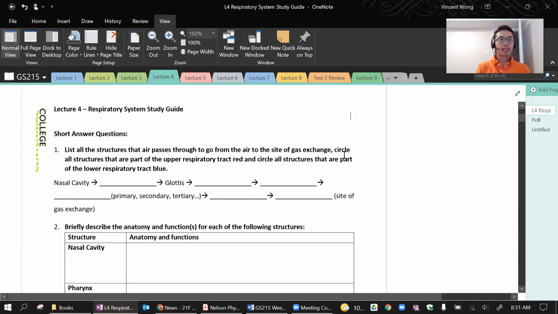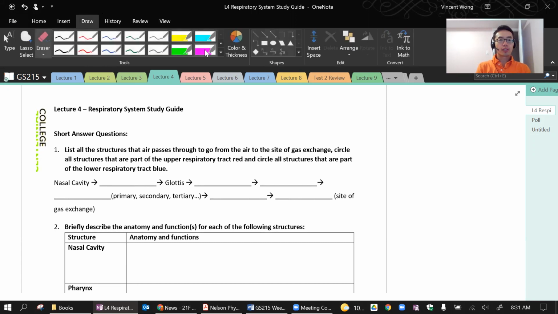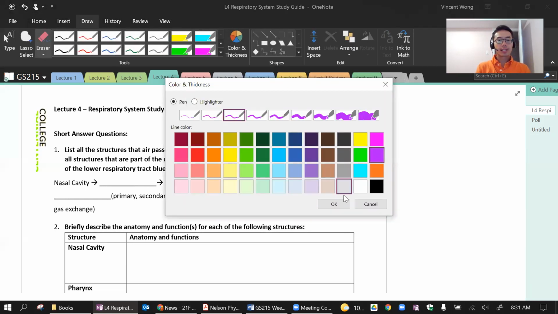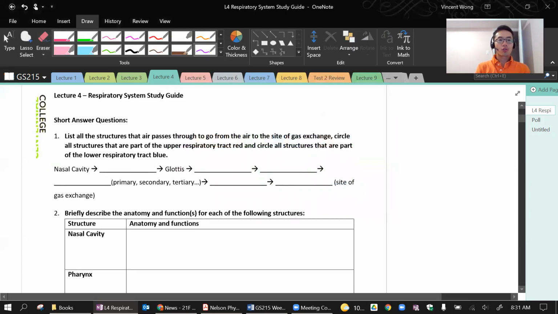But first, let's get started with the study guide. In the first question, it says, list all the structures that the air passes through to go from the air to the site of gas exchange. Circle all the structures that are part of the upper respiratory system in red, and circle all the structures that are part of the lower respiratory tract in blue.